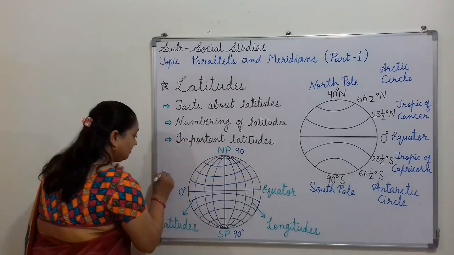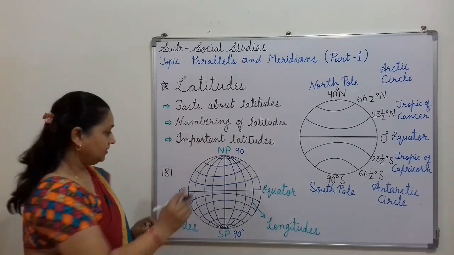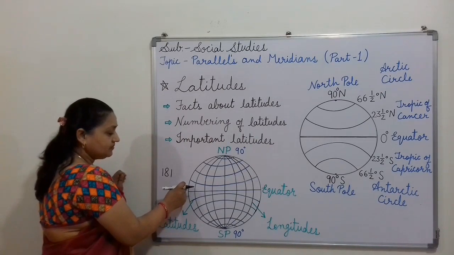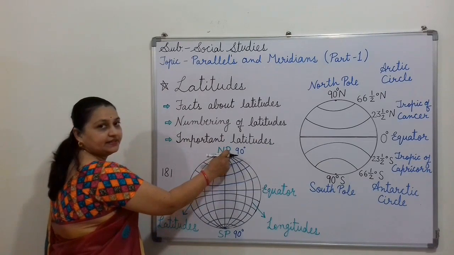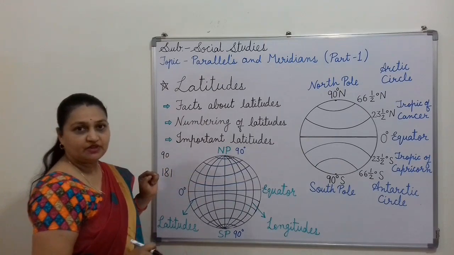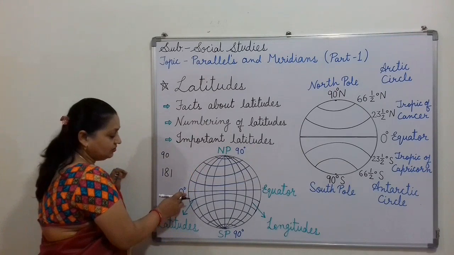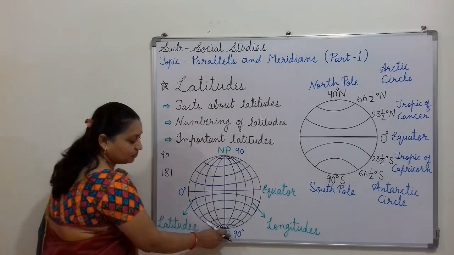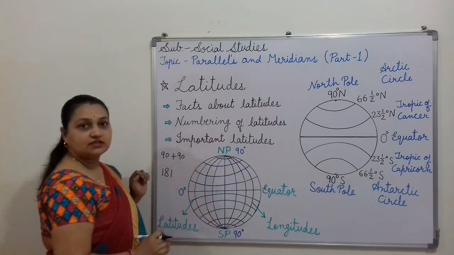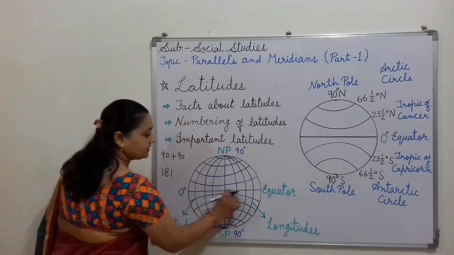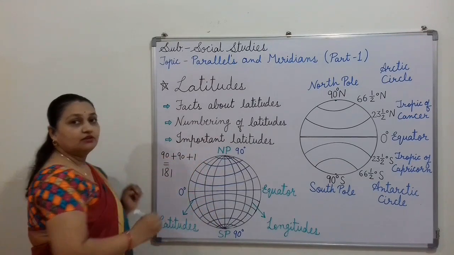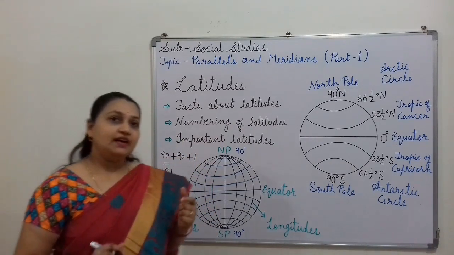There are a total of 181 latitudes. This is the central latitude marked as 0 degree. Next to 0, 1, 2, 3, 4, 5, 6 up to 90 degree in the Northern Hemisphere. So there are 90 latitudes in the Northern Hemisphere. Similarly, here next to 0, 1, 2, 3, 4, 5, 6, 7, 8 up to 90 degree. So these are also 90 latitudes in the Southern Hemisphere. So 90 plus 90, 180, and this is the equator which is common between both the hemispheres. So it becomes a total of 181. So in this way there are a total of 181 latitudes.